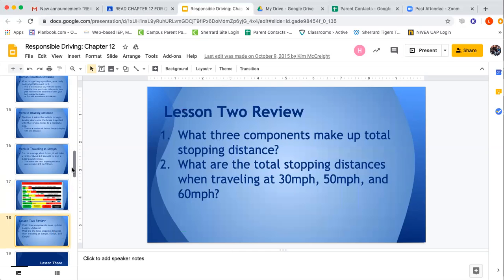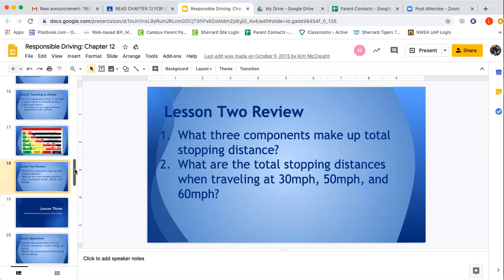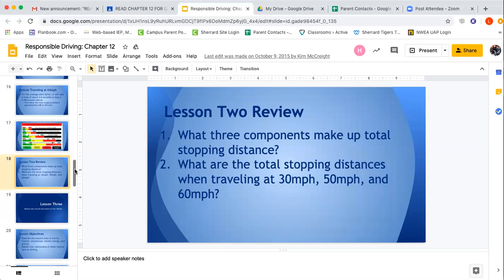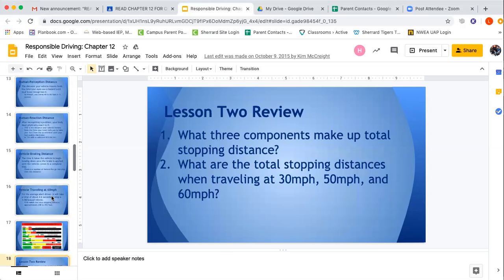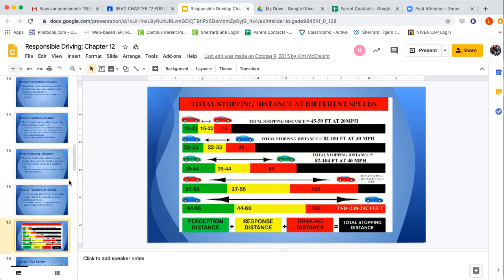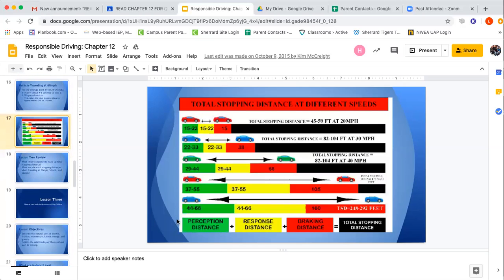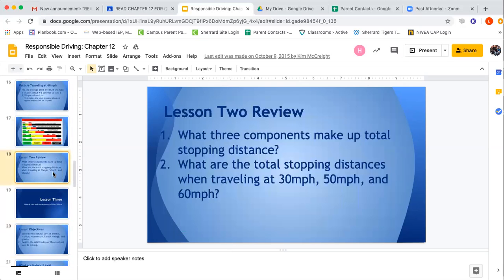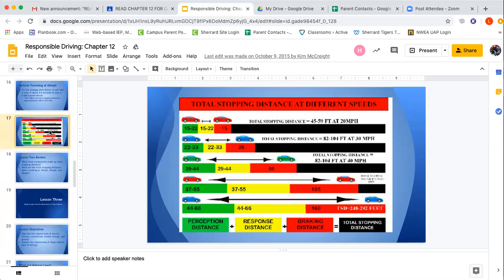All right, so there's some lesson review questions for you. What 3 components make up that total stopping distance? Let's remember, I'll just go back to this one that'll show us. Perception, response, braking, okay? What are the total stopping distances when traveling 30, 50, and 60 miles per hour? Well, that's where this guy is gonna come in handy for you. Okay, so definitely take a look at that.